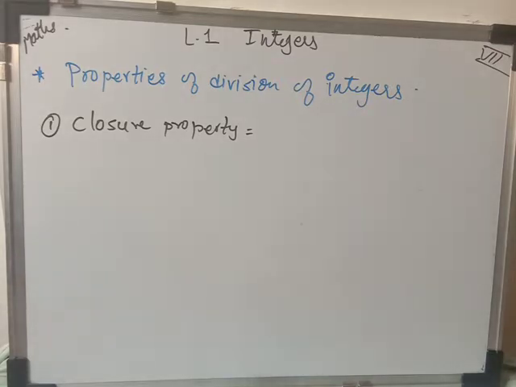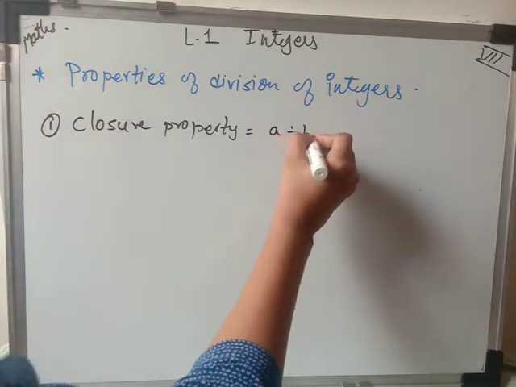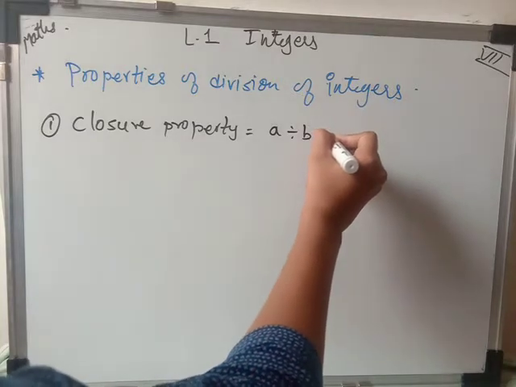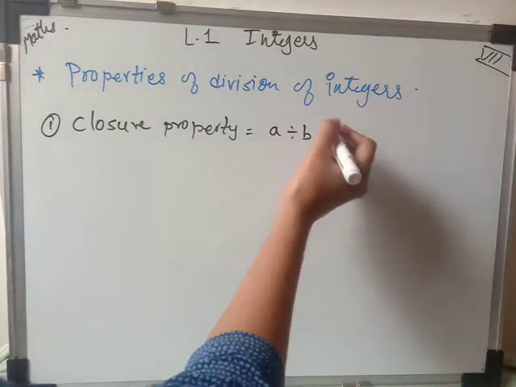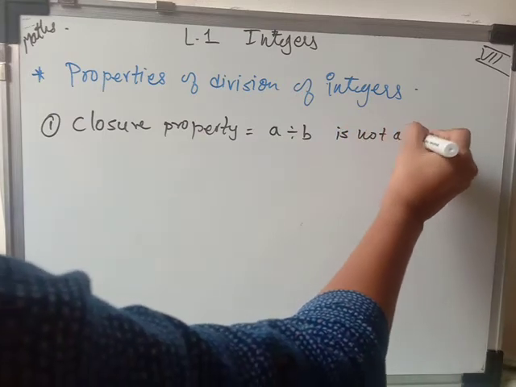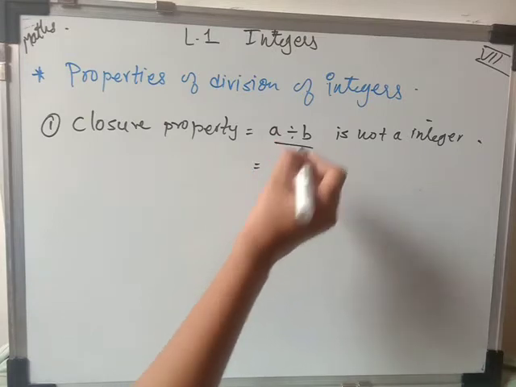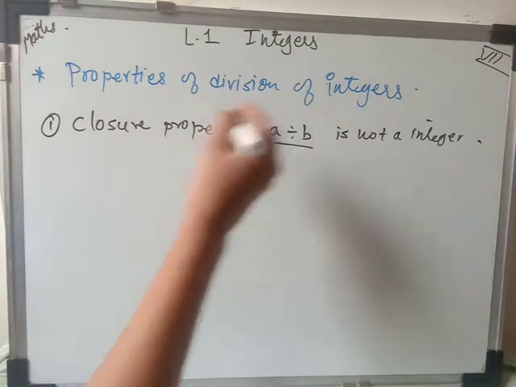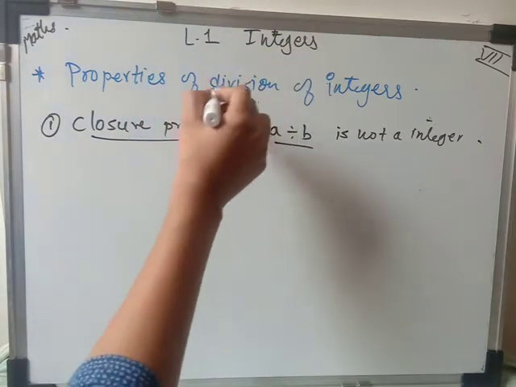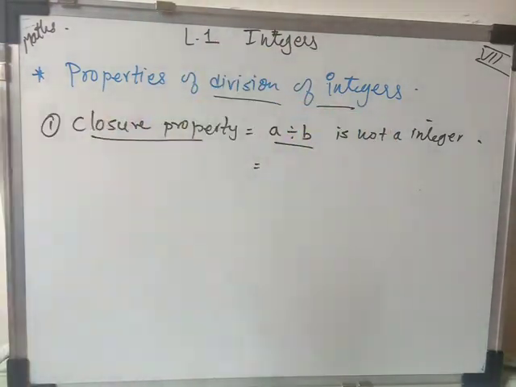But in the closure property, when you are dividing two integers in any form, the value of those integers is not the same. So here we can say that a divided by b is not always an integer. Why? Because this property is not satisfied by the division of integers.